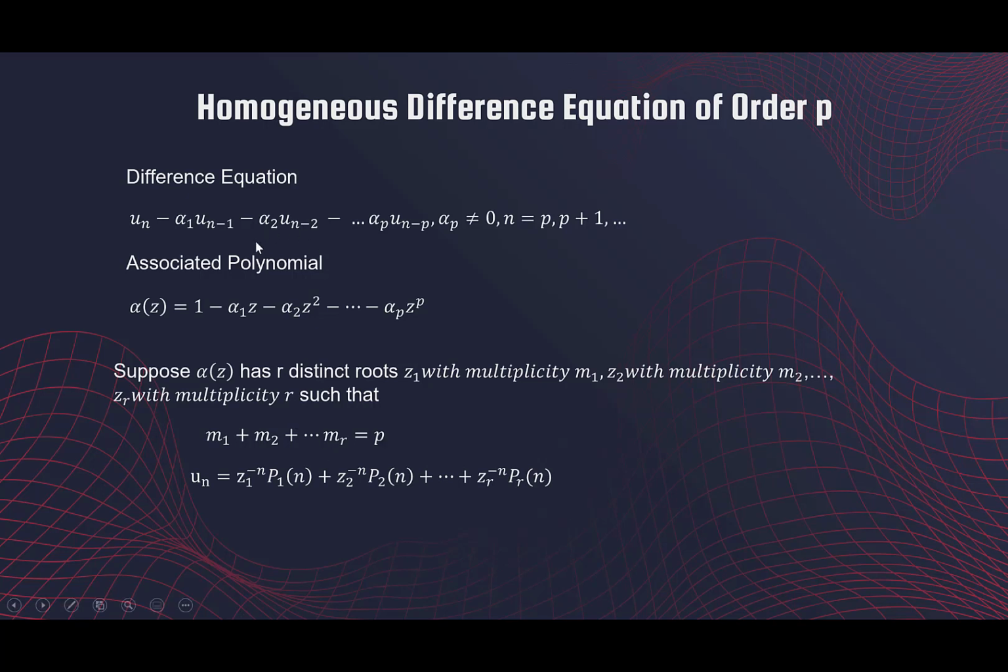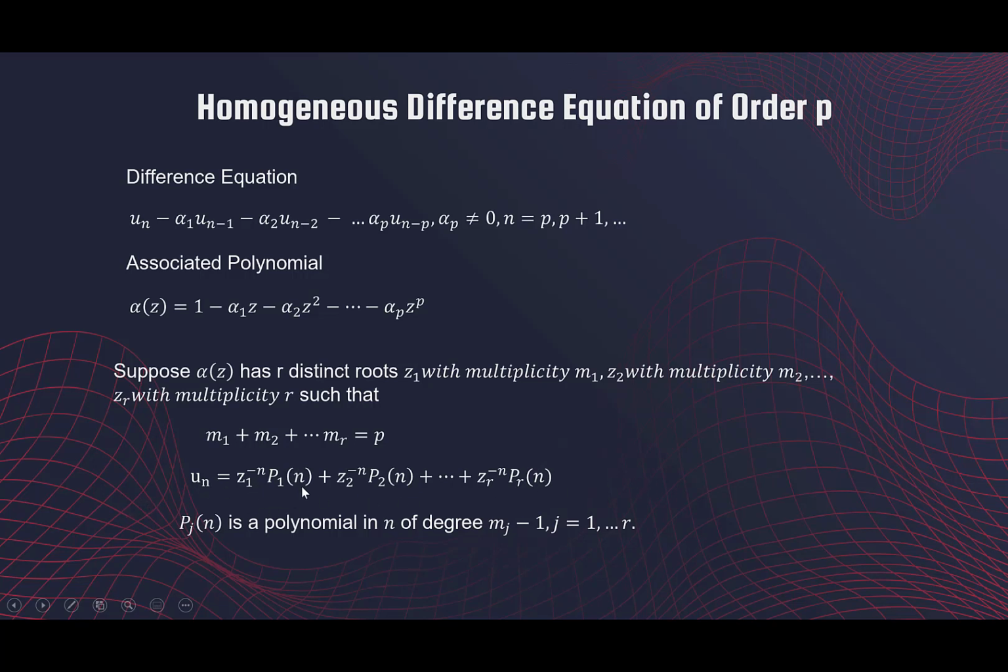So now the general solution for this can be written as z1 raised to minus n times p1 of n. So this is a polynomial in n. Then z2 raised to minus n times p2 of n. This is also a polynomial in n. And see, I have p1, p2, and pr. That means all of these are different polynomials, right? So pj of n is a polynomial in n of degree mj minus 1. Okay, so this is a polynomial of degree m1 minus 1, m2 minus 1, and so on. So this is a general form.